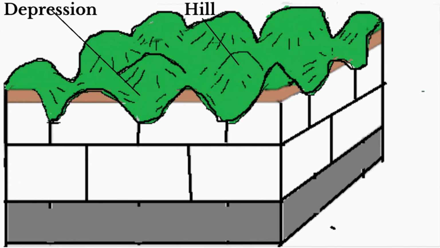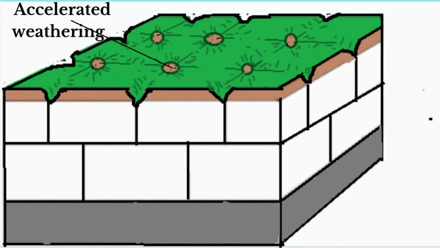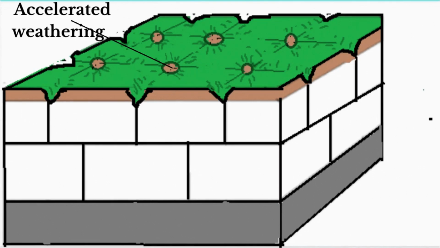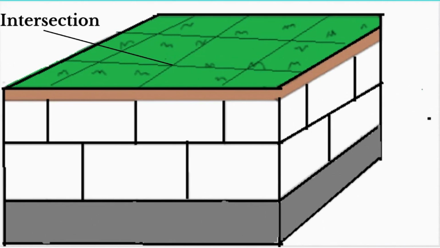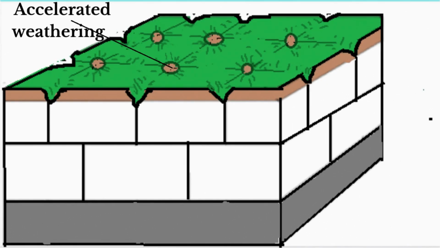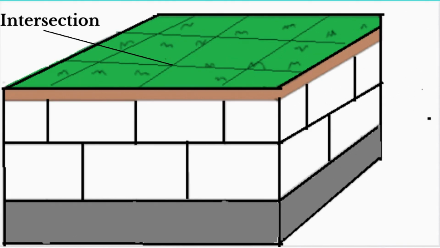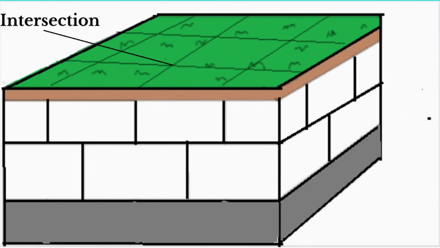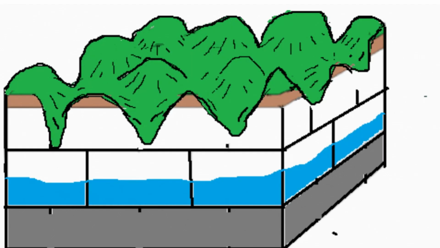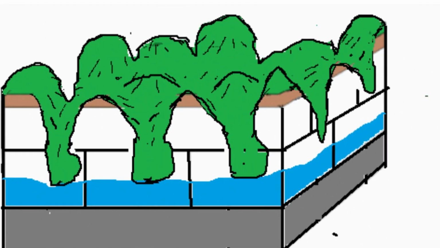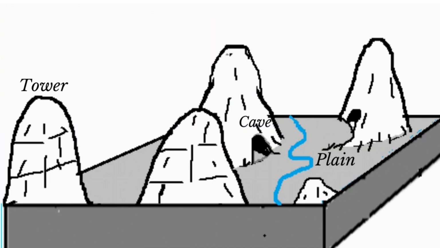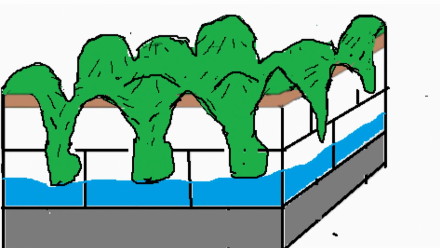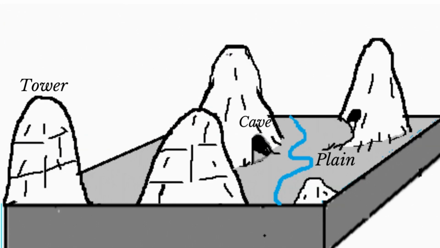Accelerated weathering occurs along the joints and especially at the intersections. At such points, closed depressions are created. The areas further away from the joints and intersections will weather more slowly to form hills. As long as the base of the depressions are above the water table, vertical weathering will continue.